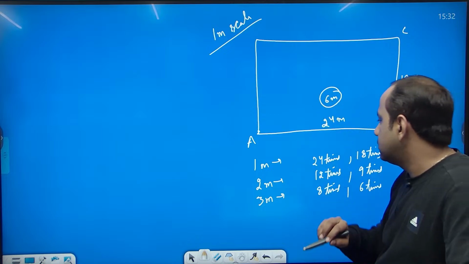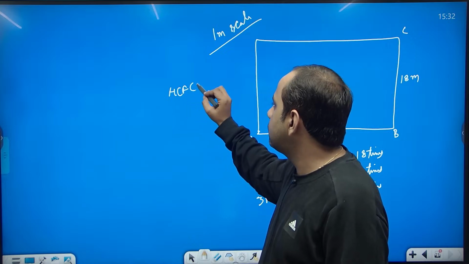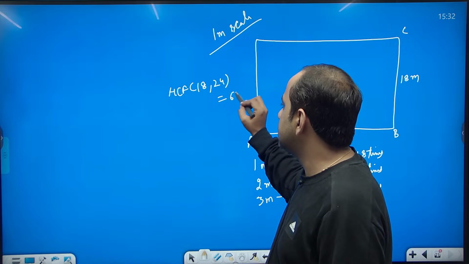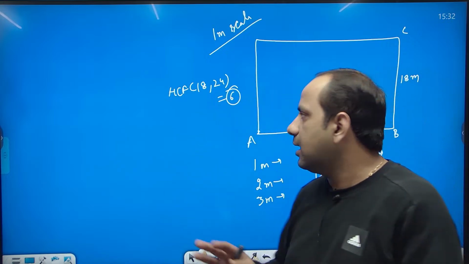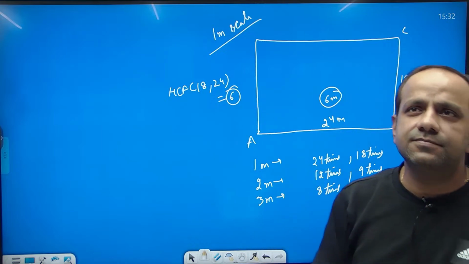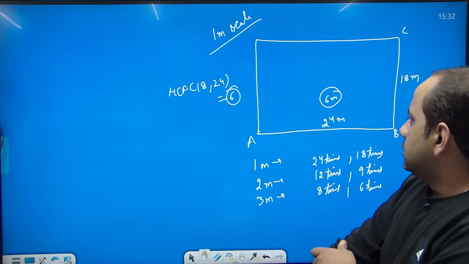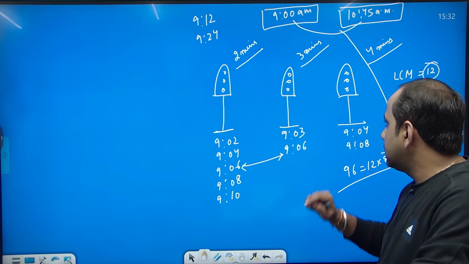So what I have done, I have taken HCF of 18 and 24, which is 6. So we can say a 6 meter scale can measure AB and BC exactly. Any doubt in this? Clear? So this is about the application of HCF, and the previous one was the application of LCM.